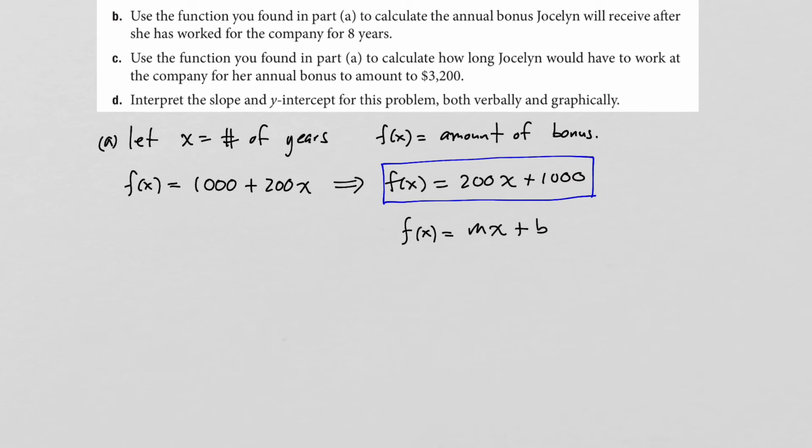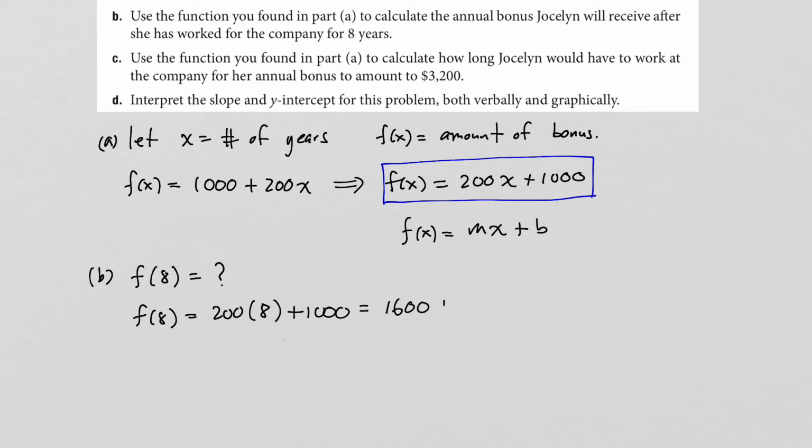For part B, it says use the function that you found to calculate the annual bonus Jocelyn will receive after she has worked for the company for 8 years. So for this one, they're basically asking you to figure out what is f of 8. Well, f of 8 is going to be 200 times 8 plus 1,000. And 200 times 8 is 1,600 plus 1,000, which is 2,600. And this is in dollars.